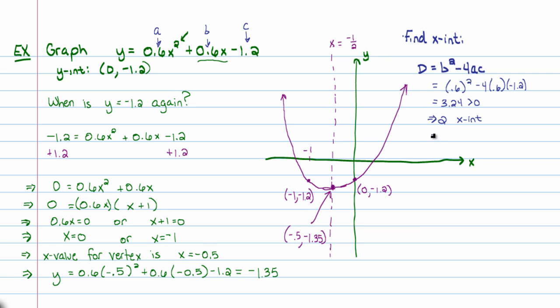But in this case, we actually do have x-intercepts. We have a couple of them. So let's go ahead and find them. They occur when y is equal to 0, or in other words, when we want to solve this equation.